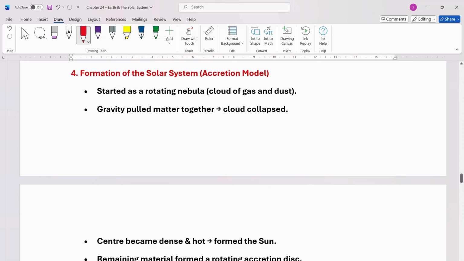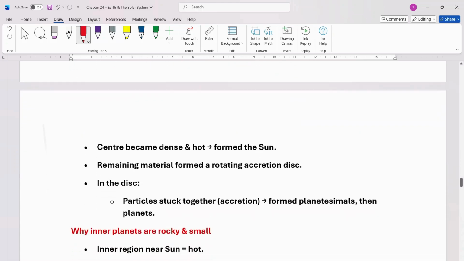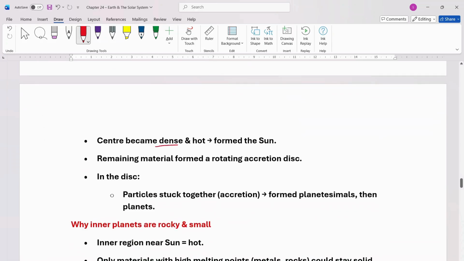Let's talk about the formation of the solar system. Accretion model: it started as a rotating nebula, a cloud of gas and dust. Gravity pulled matter together and the cloud collapsed. The center became dense and hot and formed the Sun. The remaining material formed a rotating accretion disk. In the disk, particles stuck together, accretion, forming planetesimals, then planets.